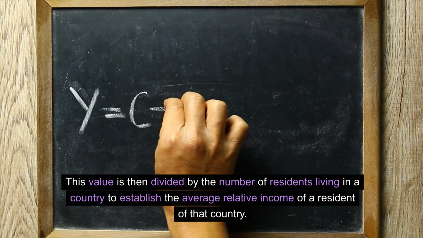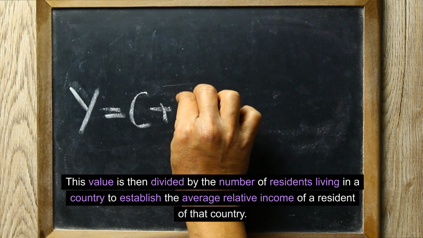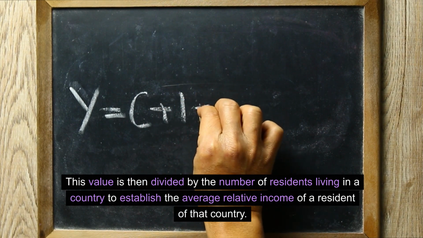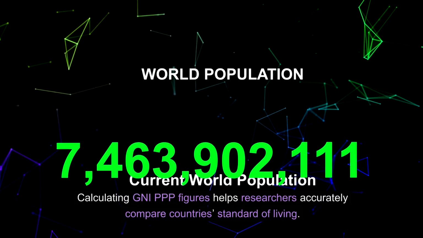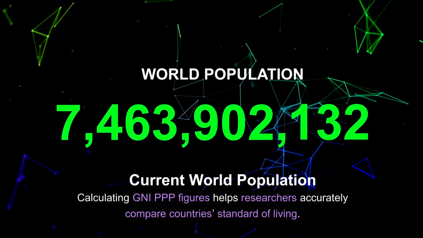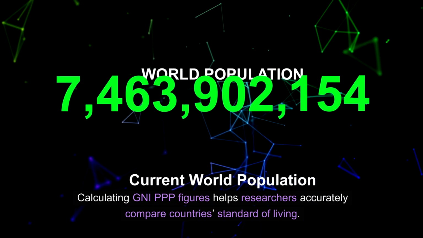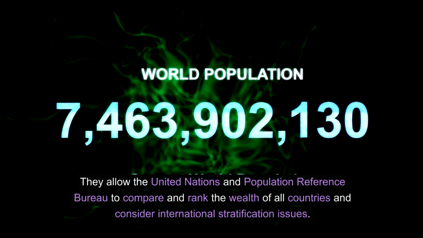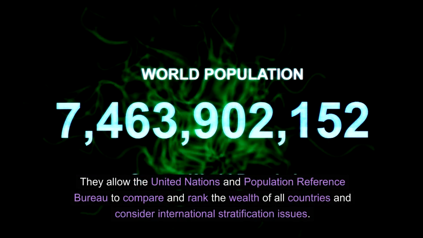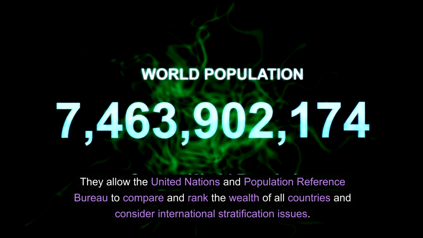This value is then divided by the number of residents living in a country to establish the average relative income of a resident of that country. This measure is called the GNI PPP. Calculating GNI PPP figures helps researchers accurately compare countries' standard of living. They allow the United Nations and Population Reference Bureau to compare and rank the wealth of all countries and consider international stratification issues.